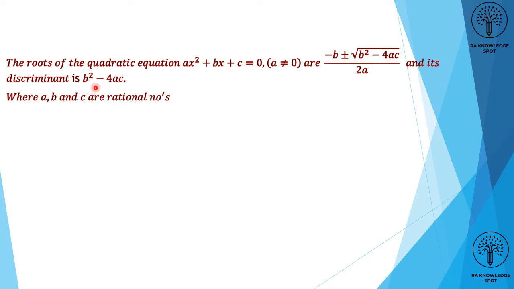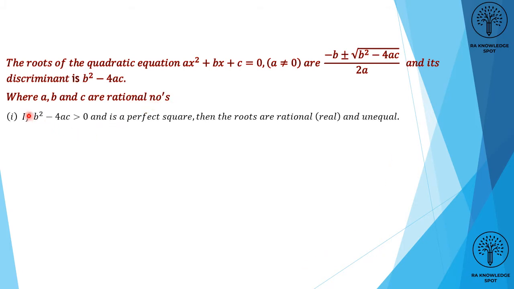Now the discriminant is b square minus 4ac, where a, b and c are rational numbers. We have to see that they are rational numbers. Now, students, if the disc, b square minus 4ac, is positive, that is, greater than zero, when you put the values in the disc and your answer is positive and also a perfect square, you should know what a perfect square is, like 1, 4, 9, 16, 25, and so on, then the roots are rational and unequal. This means the answer will be rational and unequal. Now moving towards the next point.